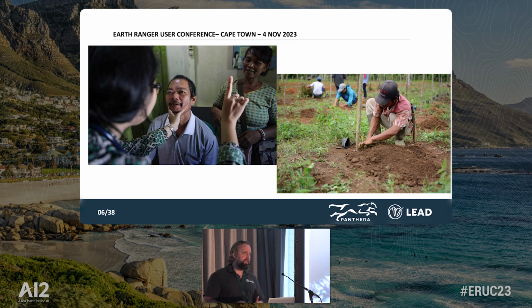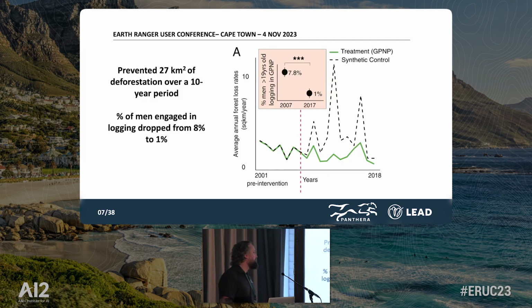evaluation, right? So this isn't just a one-year project, but over 10 years, they estimate that they were able to prevent 27 square kilometers of deforestation, but also because they'd been working in the communities monitoring how many people were engaged in illegal logging, they see a massive drop, right? From 8% of people over 19 down to 1%. Okay, so this is a great little case study of trying to undo one of those problems that you just can't get rid of.